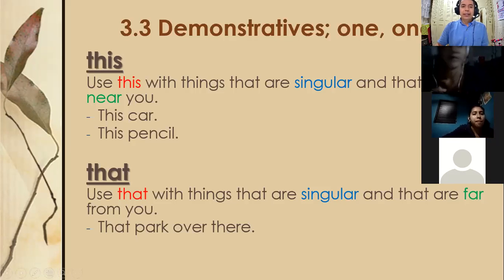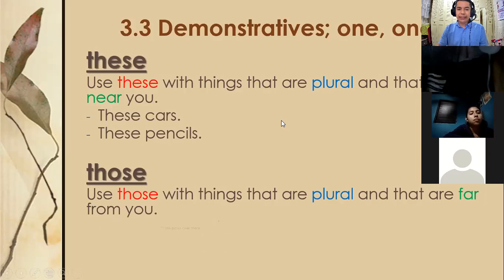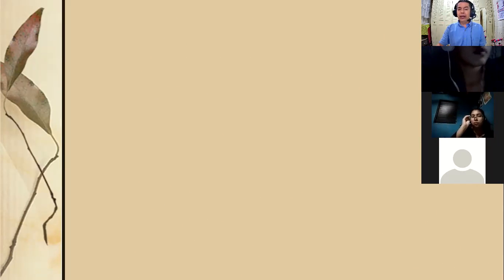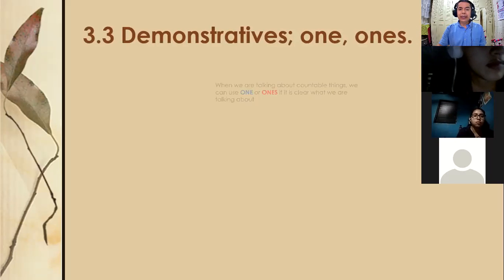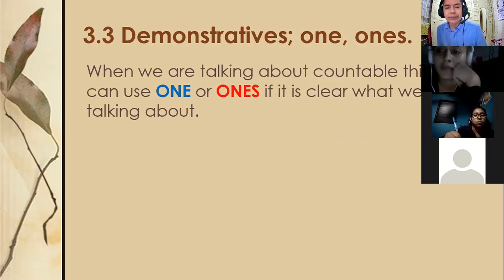Okay, good. Now we're going to go to the pronouns one and ones. Those were the demonstratives, los que señalan, right? Now we're going to learn about one and ones. When we are talking about countable things, we can use one or ones, if it is clear what we're talking about. Cuando usamos cosas contables, podemos usar los pronombres one and ones, siempre y cuando esté claro de qué estemos hablando.